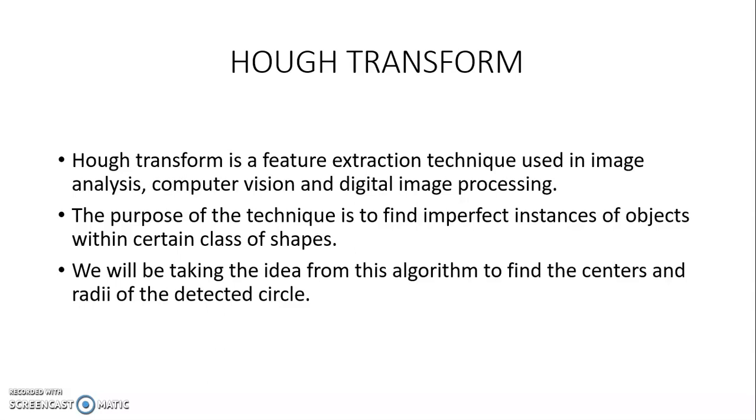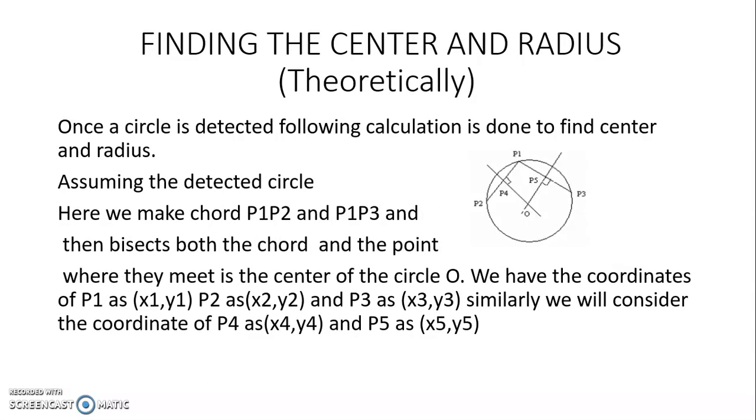Hough transform is a feature extraction technique used in image analysis. It is a technique used to find imperfect instances of objects within a certain class of shapes, like here we are using it for circular objects. We will be taking the idea from this algorithm to find the centers and the radii of the detected circle. So let's see how to find the center and radius of the detected circle theoretically.